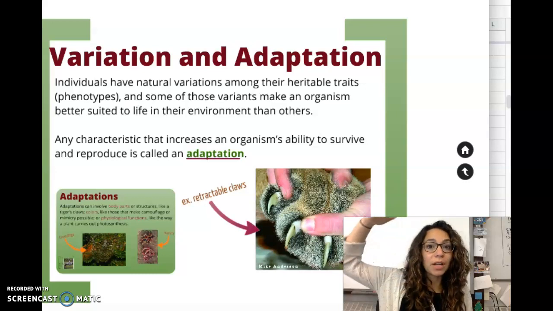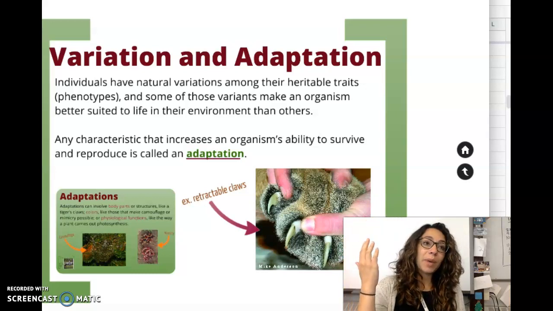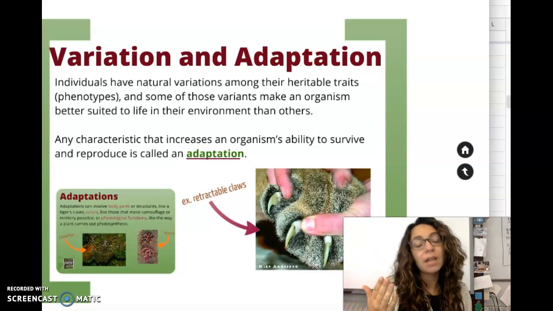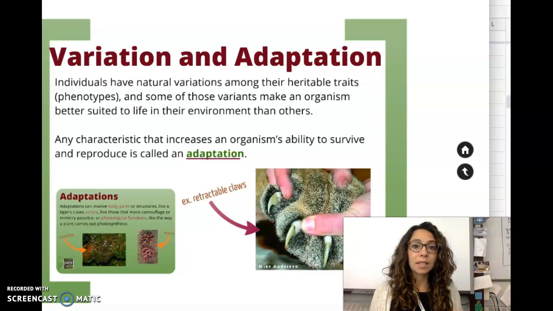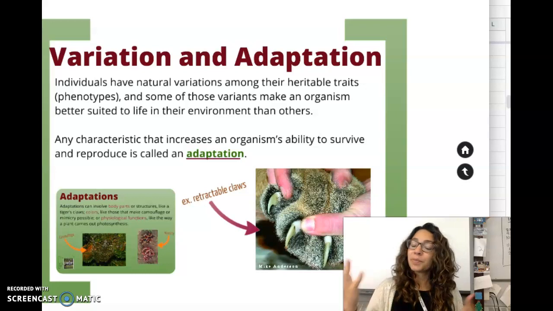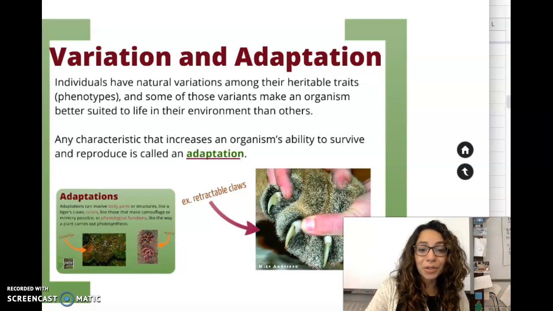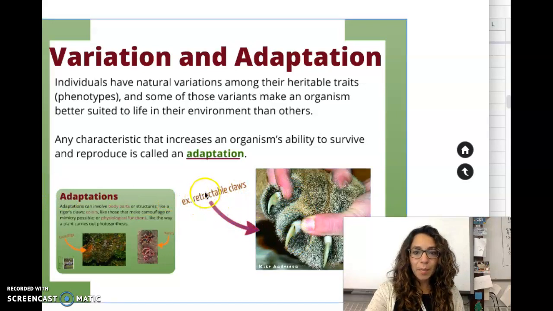As humans migrated north, it was beneficial to them to have lighter skin, so they were able to absorb more vitamin D from the sun. So that's all skin color is really. So now here are some examples of adaptation.